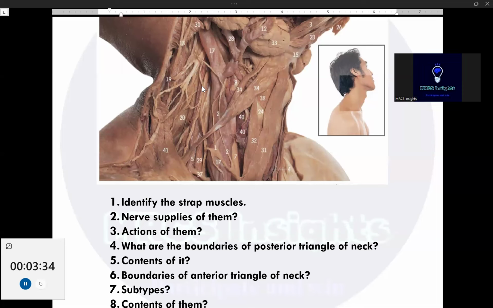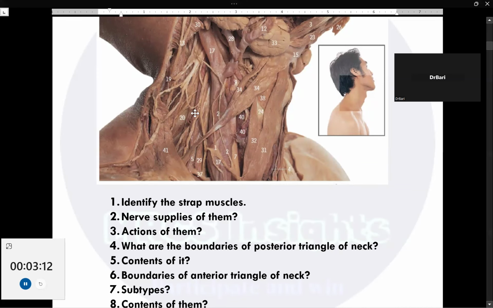Okay, so can you tell me the content of the carotid triangle? Yes, the carotid triangle contains the carotid sheath, which contains the common carotid artery, the internal carotid artery, the internal jugular vein, and the vagus nerve. Anterior to the carotid sheath is the ansa cervicalis, and posterior to the carotid sheath is the sympathetic chain.